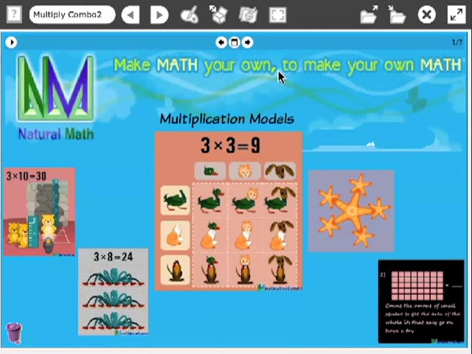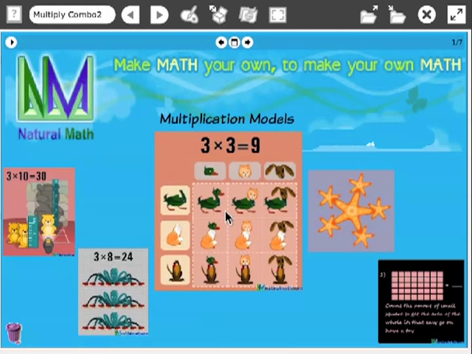Today's Etoys Minute is inspired by Natural Math: Make Math Your Own to make your own math. They have a wonderful poster of multiplication models. One of the things I like about it is they show multiplication multiple different ways, and it's always good to learn something multiple ways. You get multiplication through scaling, sets, area, one of my personal favorites, fractals. But the one we're going to talk about today is combinations.